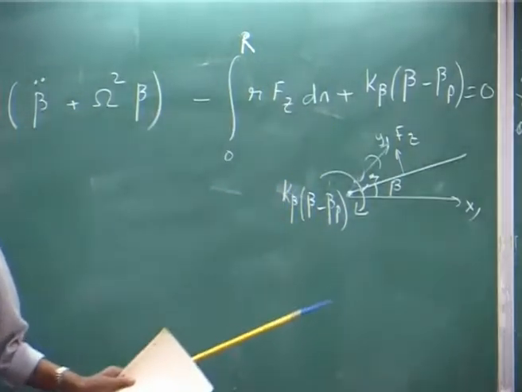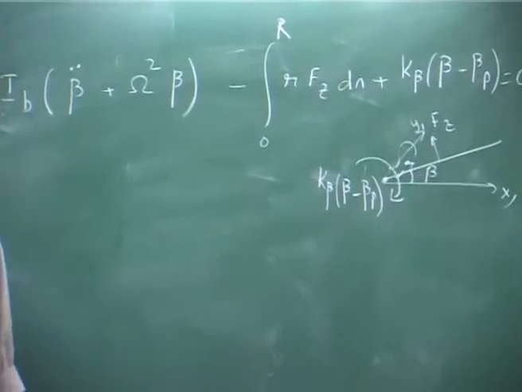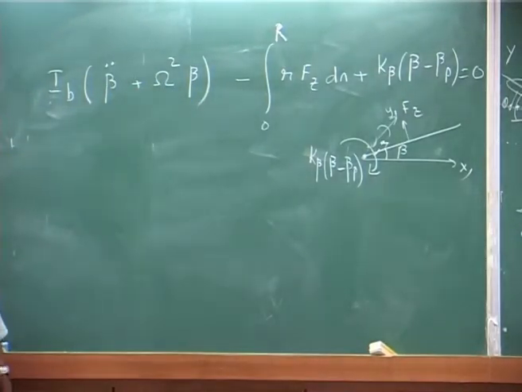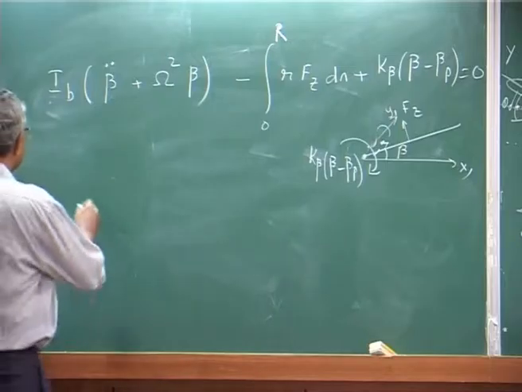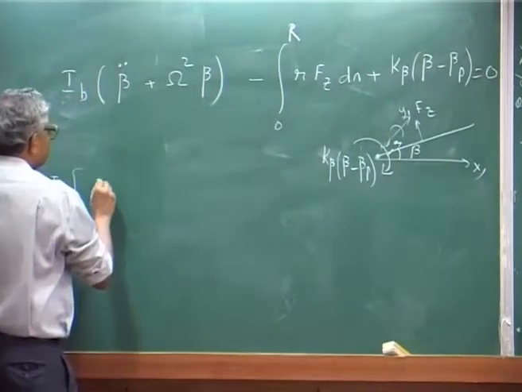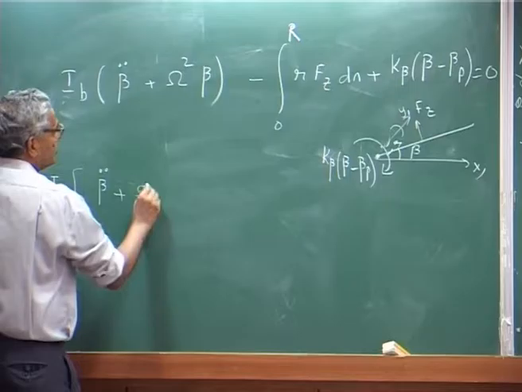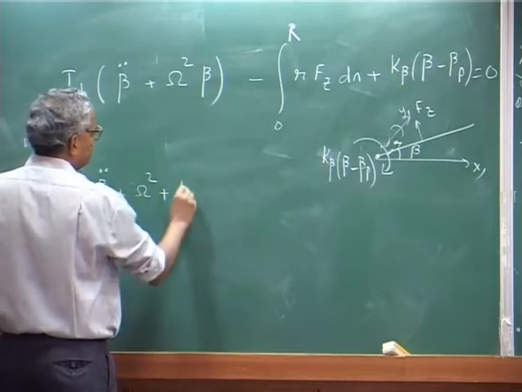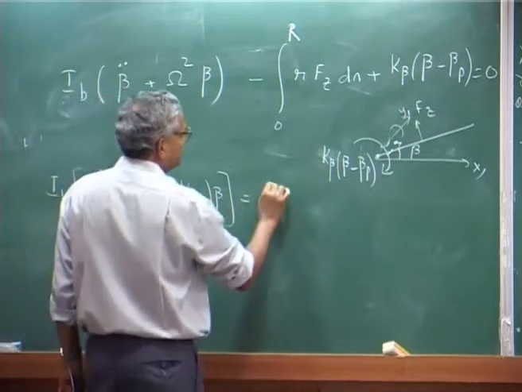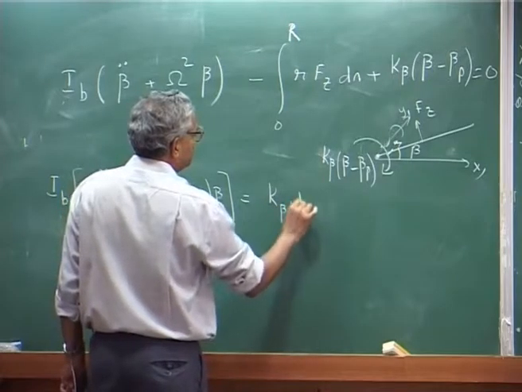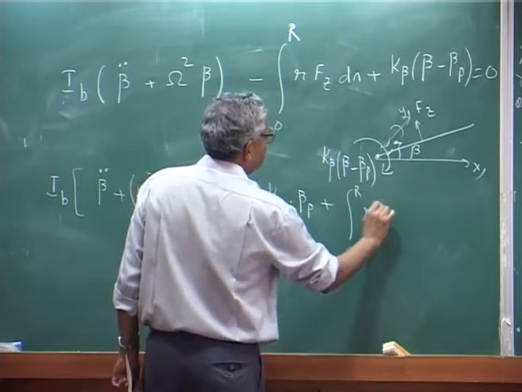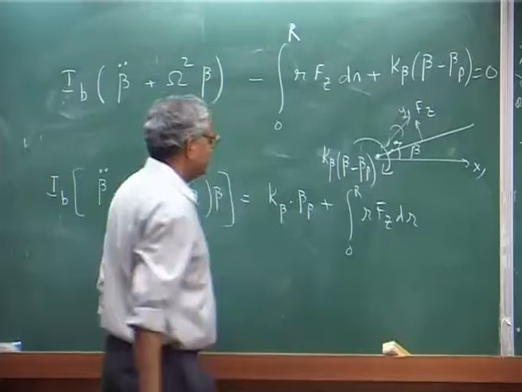This is my flap equation, that is all. Now, what happens? I have to add all of them and then non-dimensionalize. So, if I do I_b, I take it out, I bring this term here, that will be beta double dot plus omega square plus k_beta into beta equals k_beta into beta_p plus integral 0 to R r F_z dr. This is my equation.